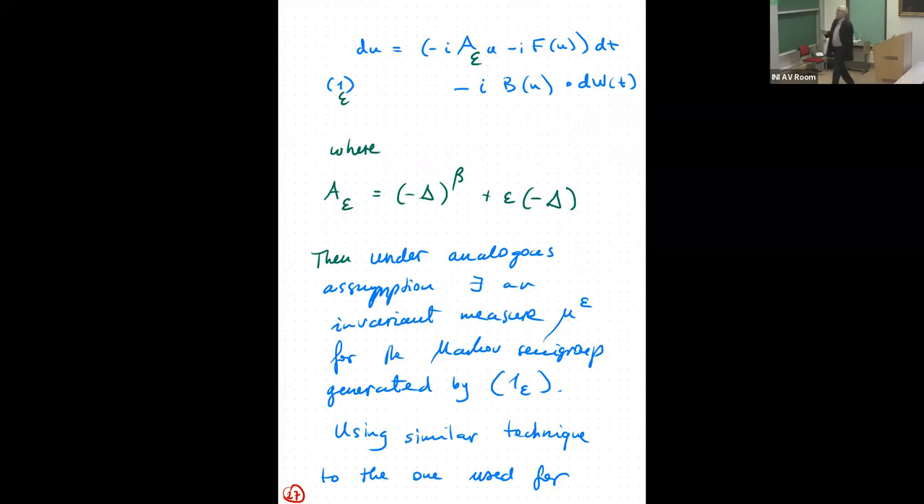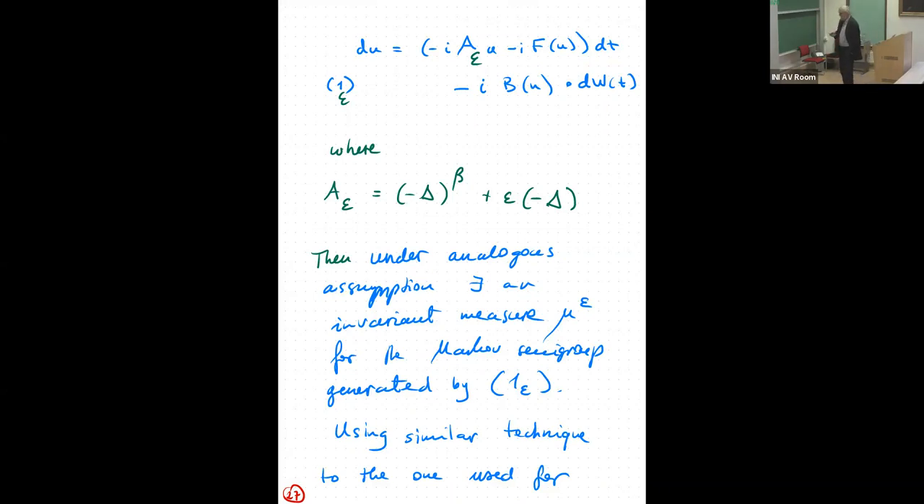Concerning fractional cases, what we have in progress is that we can introduce such a problem where the operator A epsilon is a small perturbation of the fractional Laplacian by the Laplacian. You can also see this operator A epsilon as a perturbation of the Laplacian by the fractional Laplacian. Using this, you can prove that Strichartz estimates hold for such operators because they hold for minus Laplacian. And because this is more or less as in the previous work with Margherita and Benedetta, you can prove that there exists an invariant measure mu epsilon for the Markov semigroup generated by this equation.